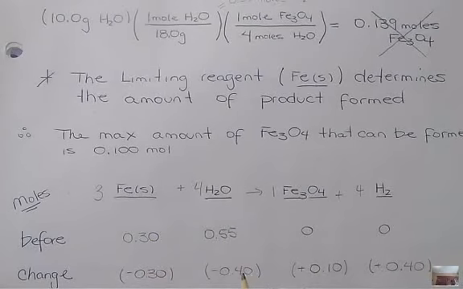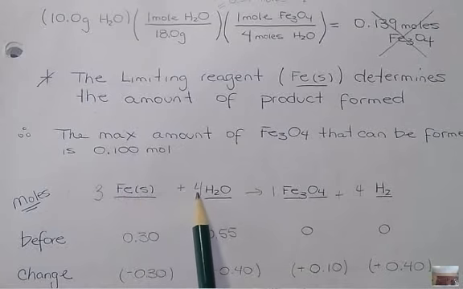How much of this do I use up? Well, if I use up 3 of these, look at the relationship. This is a 3 to 4 relationship. Every time I use 3 of these, I use 4 of these. So if this goes down by 0.3, this goes down by 0.4. A 3 to 4 relationship is the same as a 0.3 to a 0.4 relationship.